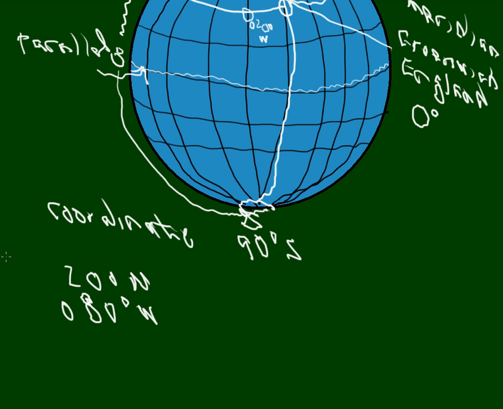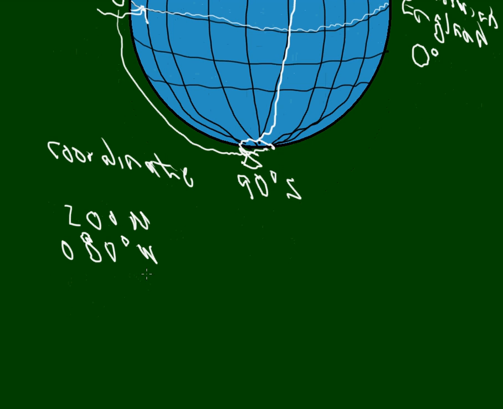Sometimes you can put the hemisphere first, so a coordinate might be stated as north 20 degrees, west 80 degrees, or north 20 degrees, west 080 degrees. So you can put the hemisphere either first or second. In my experience, most people tend to put the hemisphere after the number of degrees.